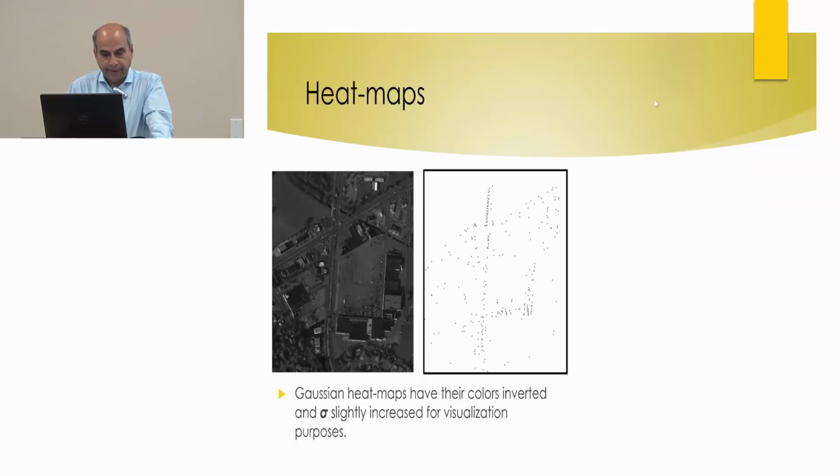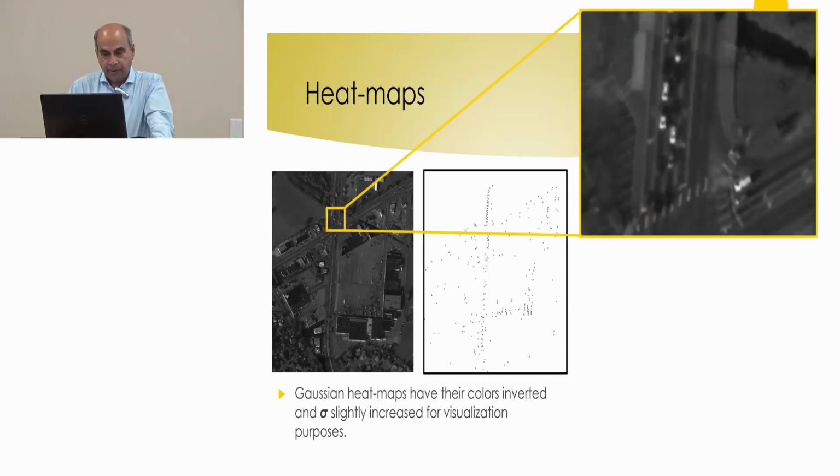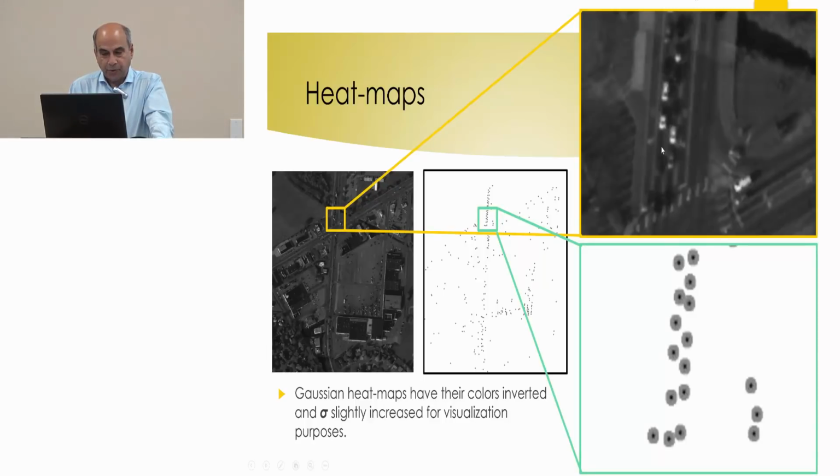If you look at this in more detail, this is the original image. These are the annotations, the ground truth. We can zoom in here like this. And so we compute what is called a heat map. Using these points, we apply Gaussian blur, and this becomes like an image now. And that's what we estimate.